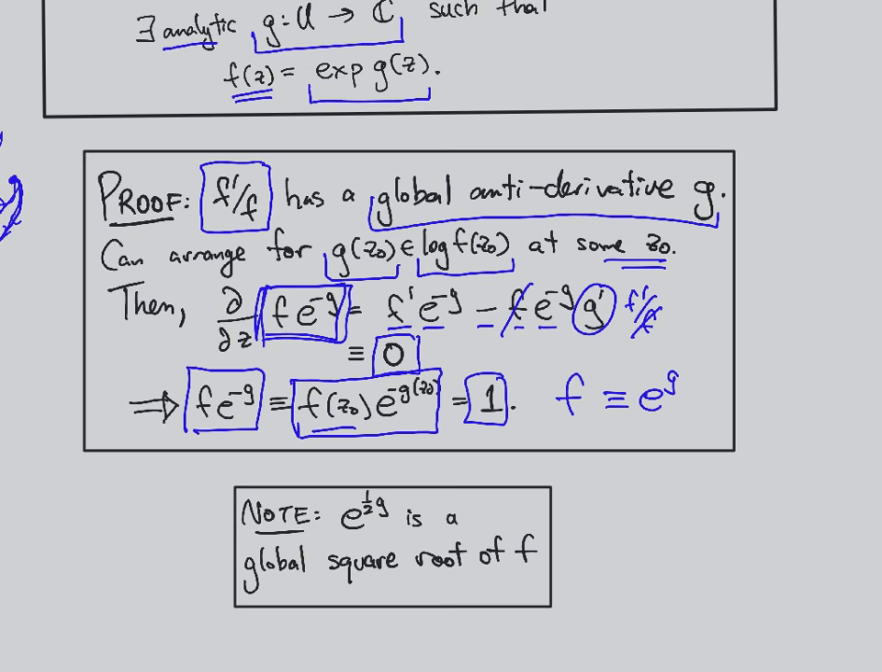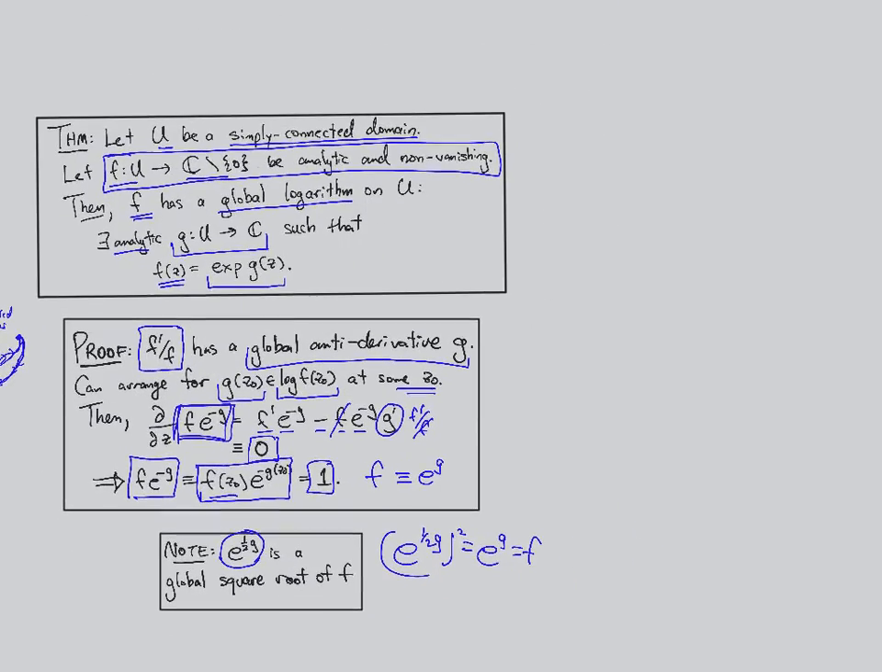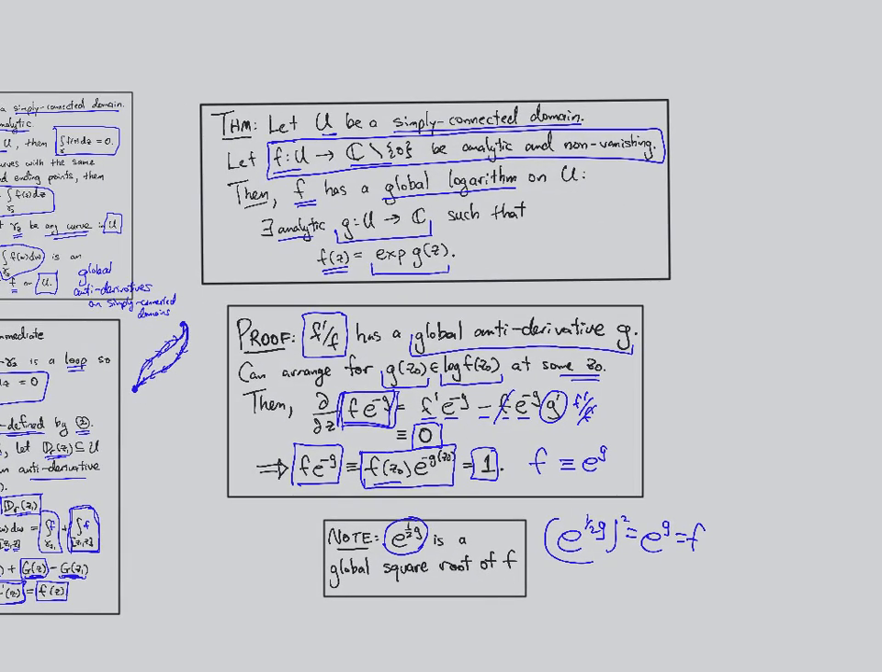What we also get out of this is global square roots of non-vanishing functions. So on a simply connected domain, every non-vanishing function will have a global square root too, which I can just write this way, e to the 1/2 g, and if I square this, I'll get e to the g, which is f. And that's all I wanted to say about simply connected domains, and now we will talk about Morera's theorem, which gives a characterization of analytic one-forms.